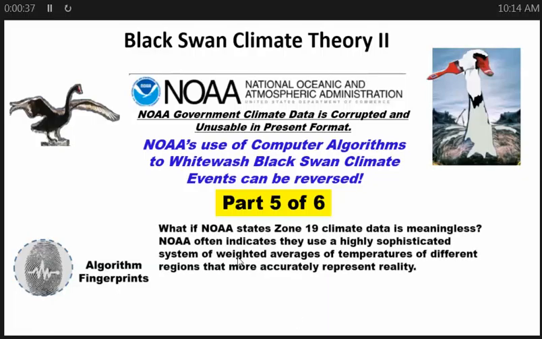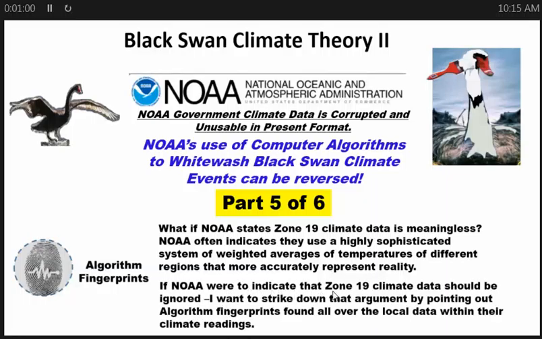And so we continue with, what if NOAA states Zone 19 climate data is meaningless? NOAA often indicates they use a highly sophisticated system of weighted averages of temperatures of different regions that more accurately represent reality. That's quite a mouthful. If NOAA were to indicate that Zone 19 climate data should be ignored, I want to strike down that argument by pointing out algorithm fingerprints found all over the local data within their climate readings.